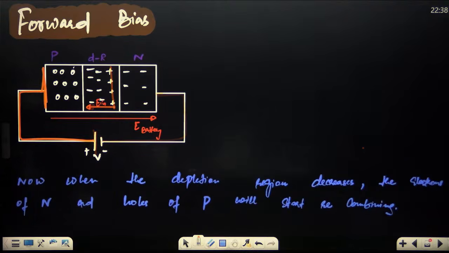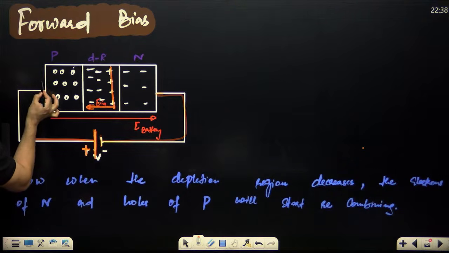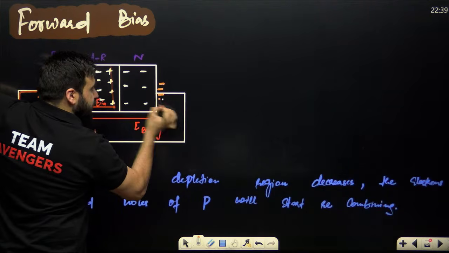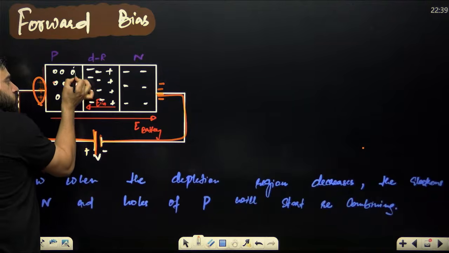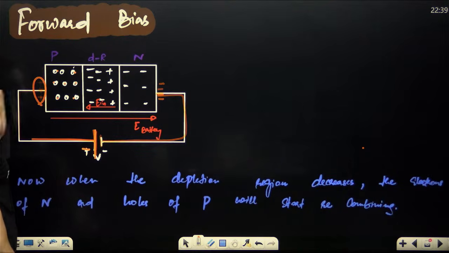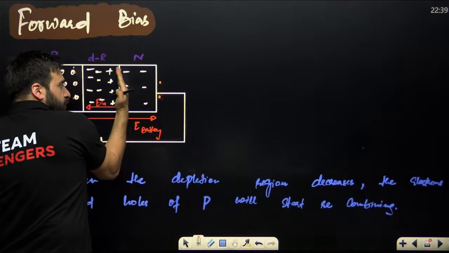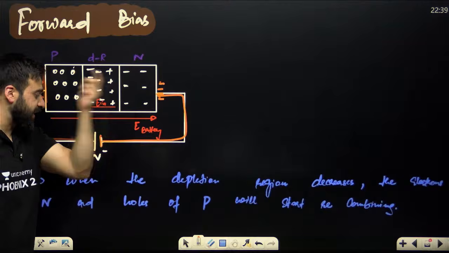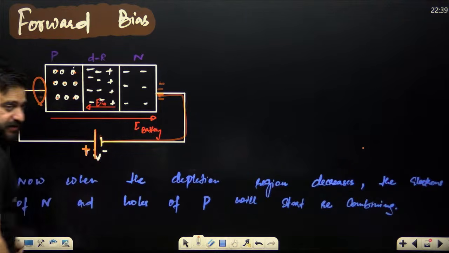Now, my dear NEET aspirants, in this particular case, this positive terminal will send positive charge over here. The negative terminal will send negative charge over here. These holes also have positive charge. Positive repels positive, and negative repels negative, so it is going to push the charges toward the junction from the P side and N side. So my dear NEET aspirants, due to this, the depletion region decreases.